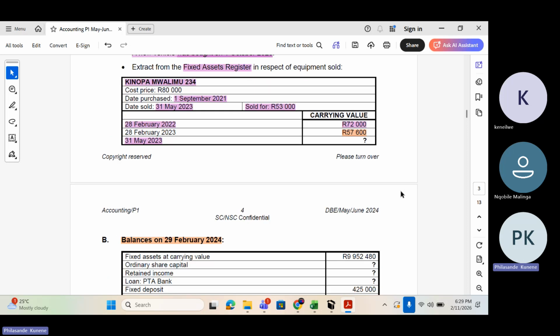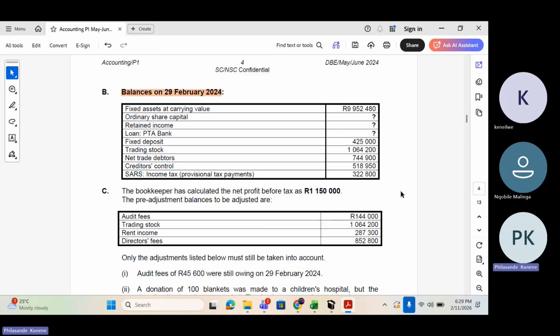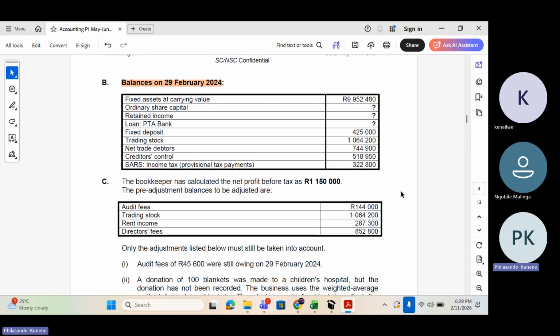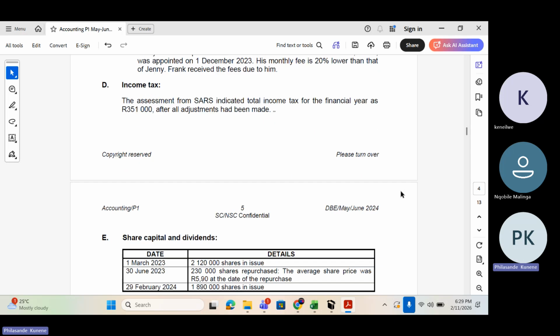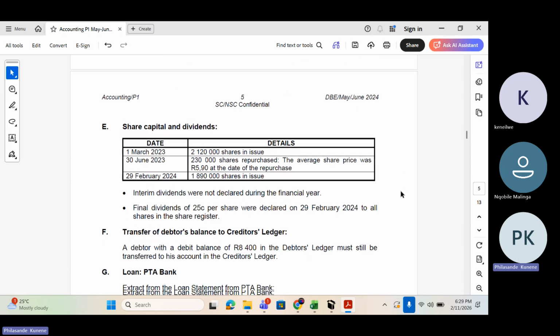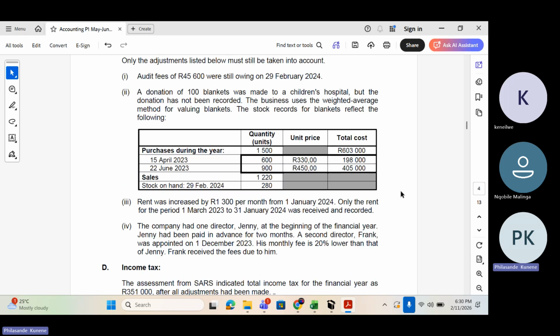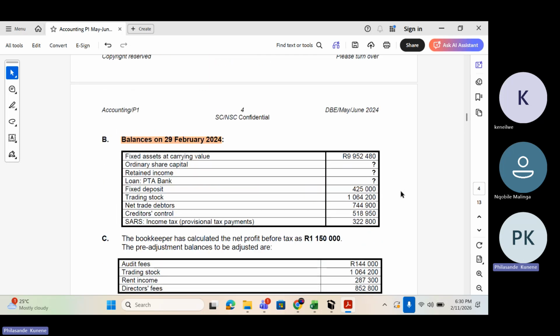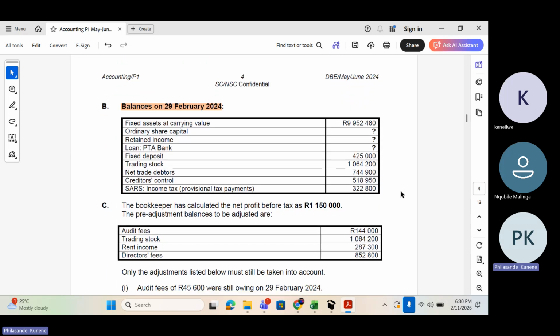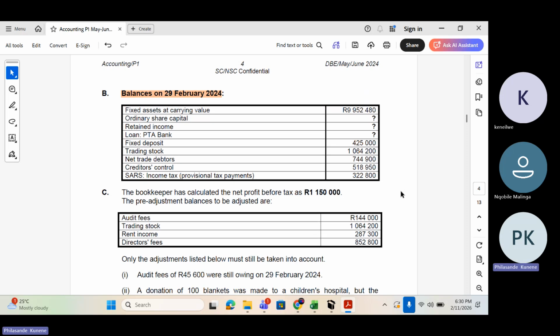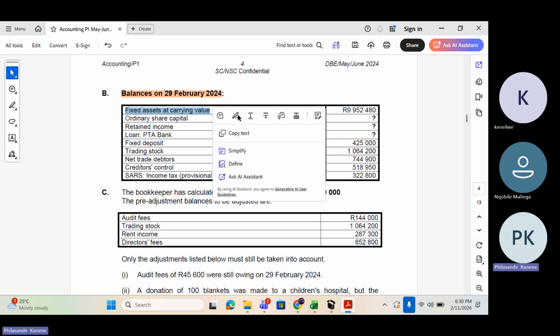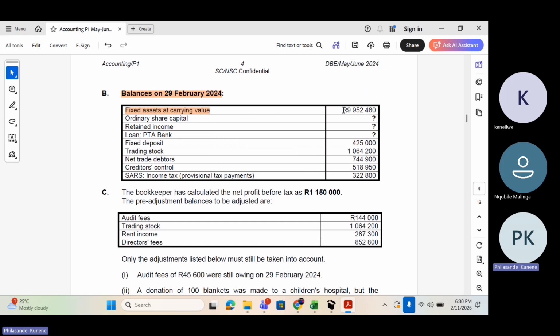So that's what I want us to apply now. We're going to start from information number B, and then we're going to look at information number C, and then D, E, F, G. And then after that, we should be done with our balance sheet. Looking at this fixed asset at carrying value, they gave us a carrying value here for fixed assets. We're not sure whether we still need to adjust this or not.